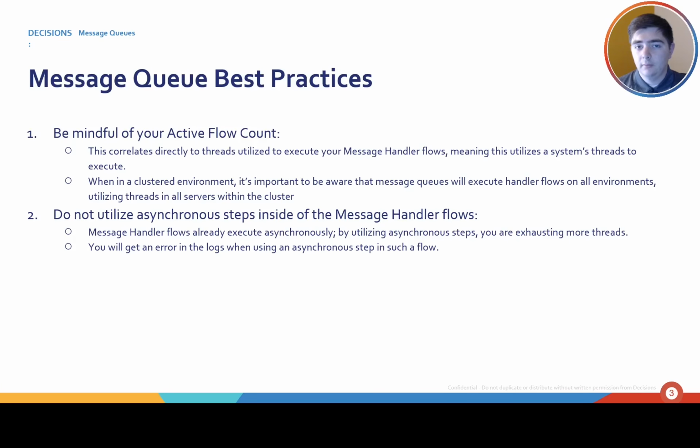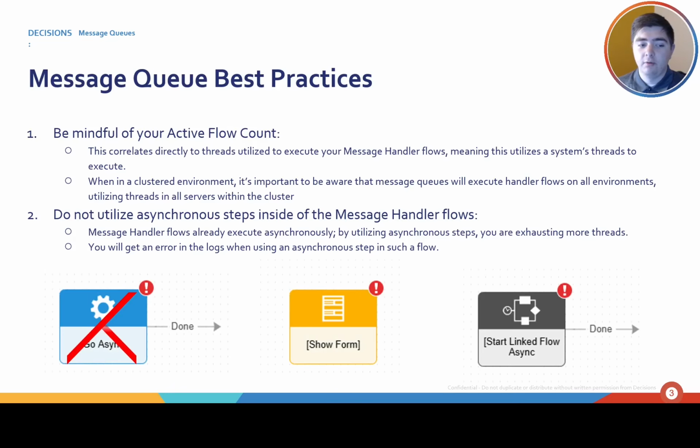Now, you're going to get an error in the logs if you try to utilize an asynchronous step inside of one of these message handler flows. So that means steps to avoid would be the Go Async, any sort of assignment or showing a form, Start Link Flow Async, Run Flows For List, as well as a few others.